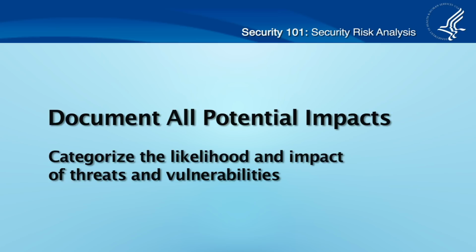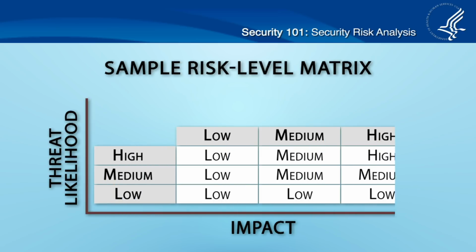You will then categorize the likelihood and impact of threats and vulnerabilities as high, medium, or low. Take a look at the sample risk level matrix on the screen. This table will help you determine your overall risk level. To determine your overall risk level, you can use the reference table to understand the average of the high, medium, or low values you assigned earlier. The risk levels you come up with will help you prioritize how to address the risks you have identified.